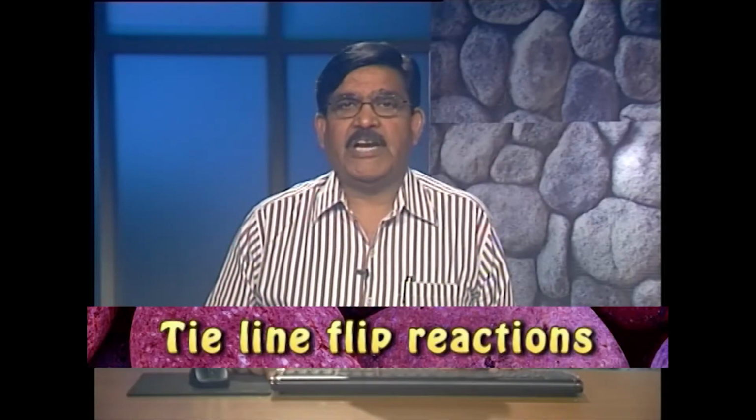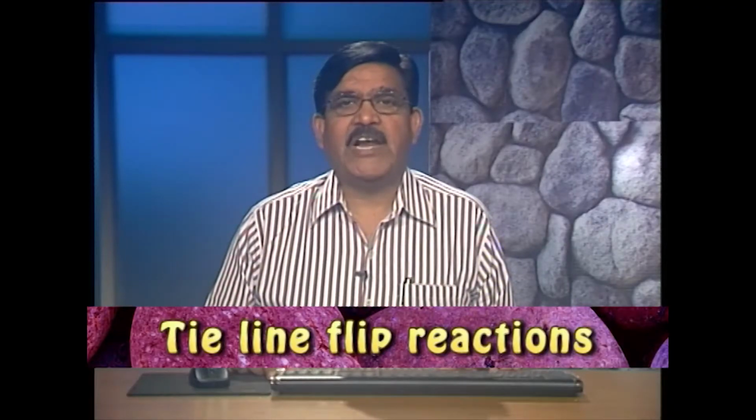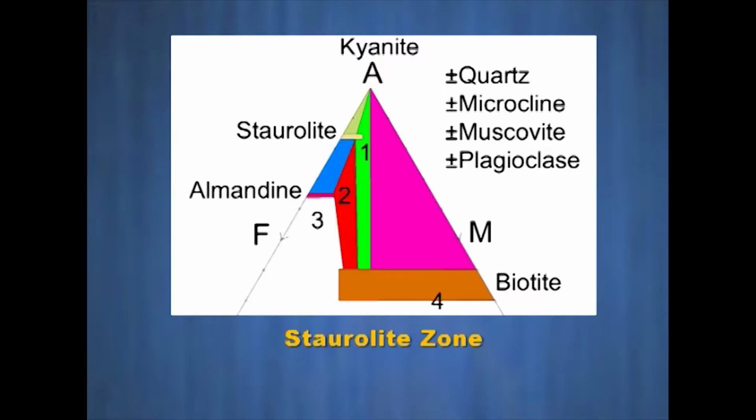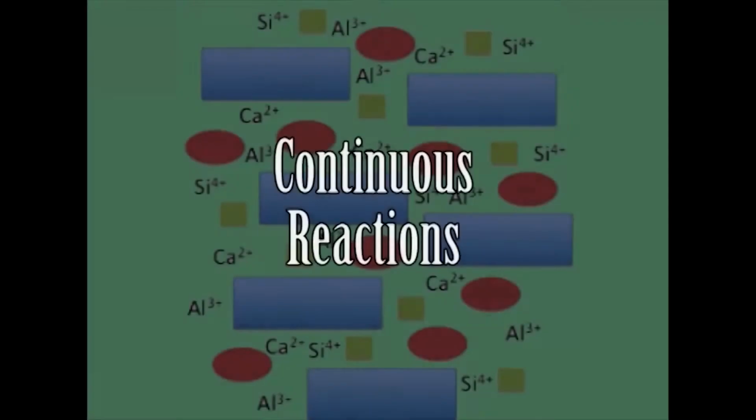Tie-line flip reactions. The tie-line flip reactions involve two phases becoming stable together that were previously unstable together. And as with terminal reactions, they may be solid-solid reactions or they may involve a fluid phase. An example of a tie-line reaction is chlorite plus garnet giving rise to biotite plus staurolite.